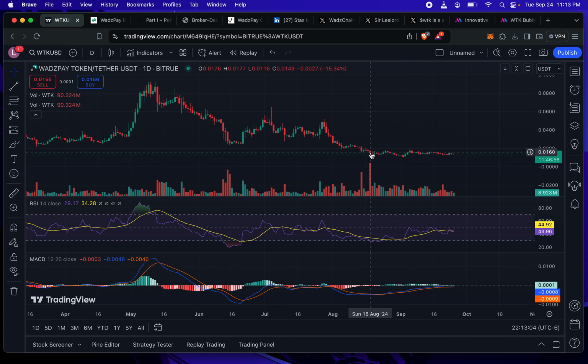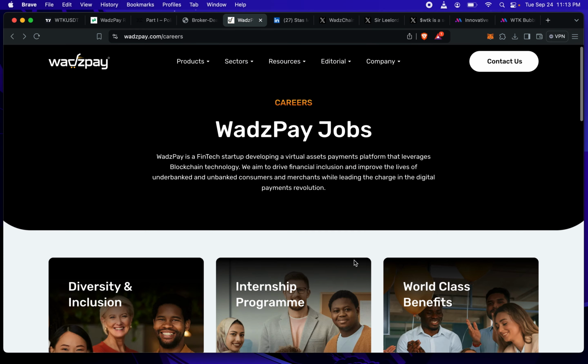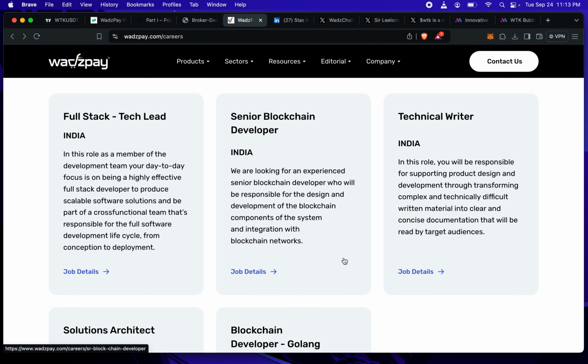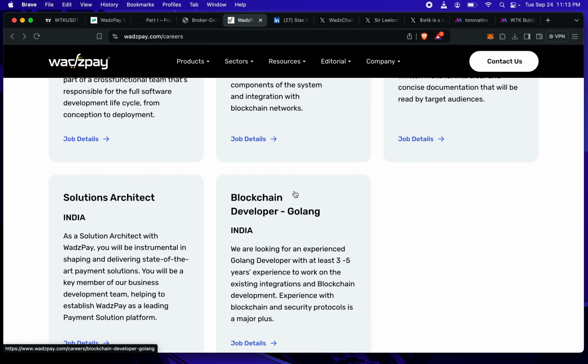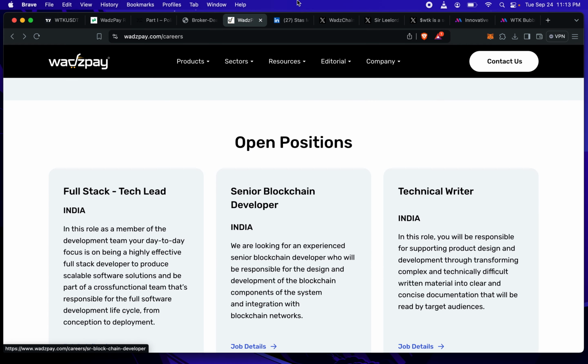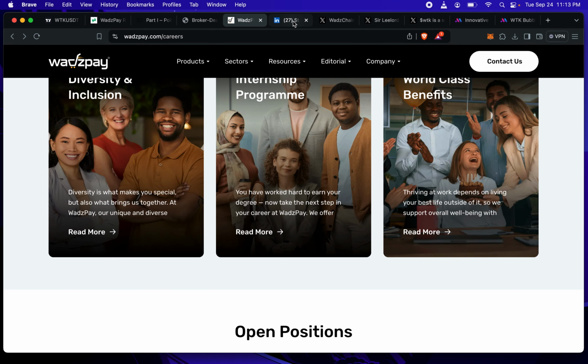And what's happening during this time, guys? The company's growing, and that's what has me excited. So you can go down here to the Wadzpay website, look at all these open positions, five open positions, and then if you just Google Wadzpay jobs, you'll see way more jobs than this around the world.